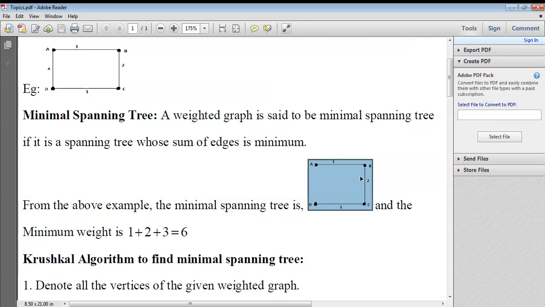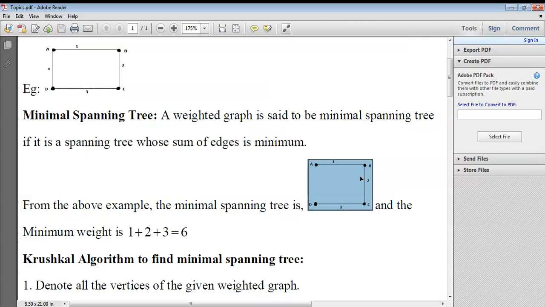The other point is that it must be a tree. That means it should not contain any cycles. The new graph has no cycles, that is, it has no closed loops. And it should be connected, which means every pair of vertices must have a path. In the new graph, every pair of vertices definitely has a path.